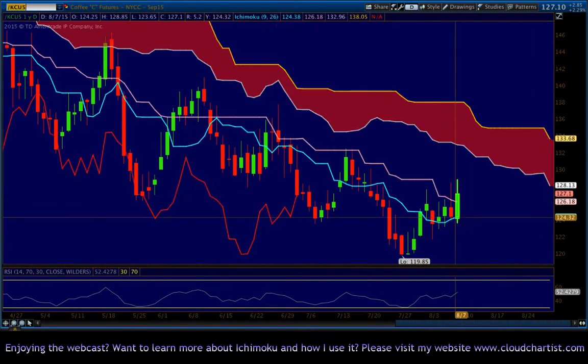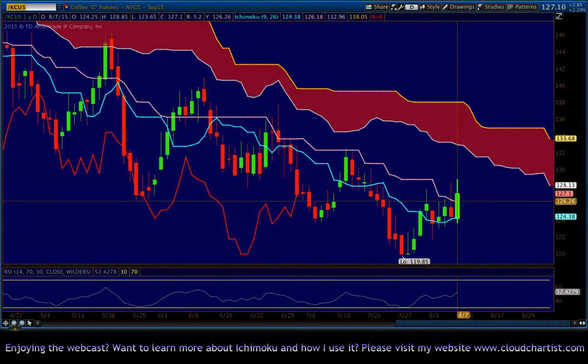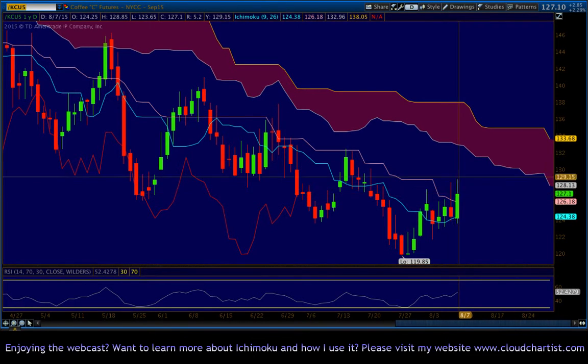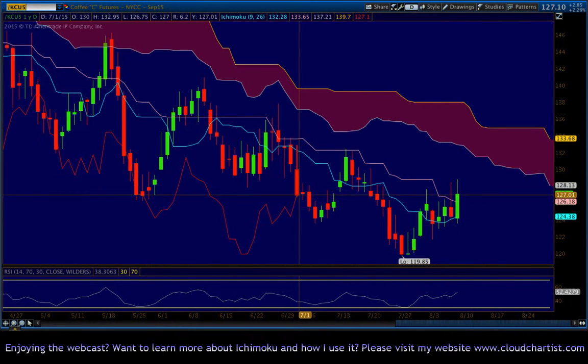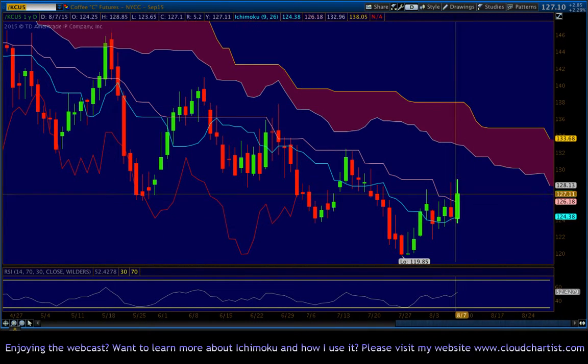So coffee put in a bullish candle today after bouncing off the Tenkan-sen and making progress over the Kijun-sen. But it did put in a topping tail here. Right where the Chikou span found resistance at this candle, just like all the other charts. So we're still bearish under the cloud.